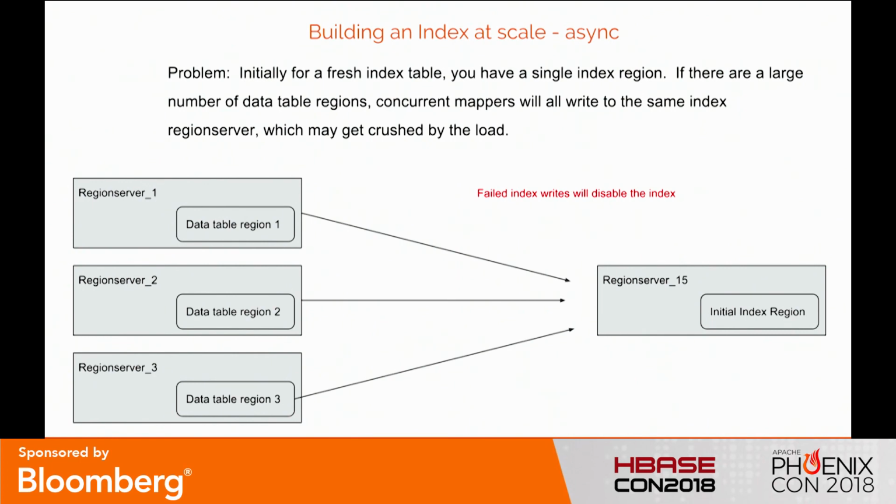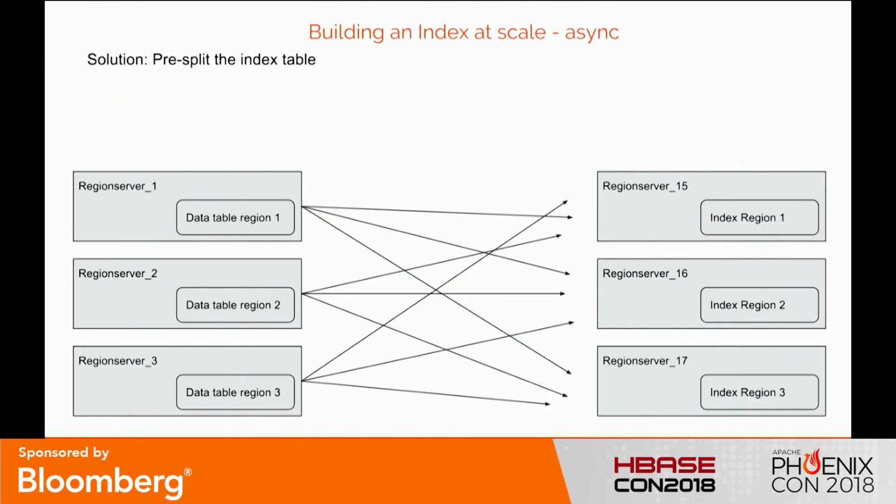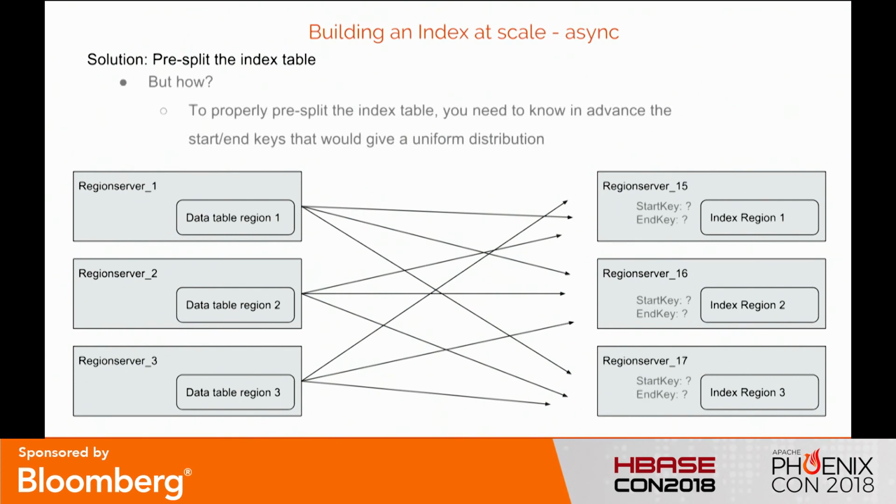Say I have thousands of region servers potentially, right? When I first create my index table, unless I pre-split, I only have one index region in HBase. And so that region is going to get crushed by all these writes. And remember, when we have failed index writes, we disable the index. So when we're doing this, these mappers that are doing this rebuild, they're just using the normal Phoenix client. So they're doing the same normal stuff where, if the index write fails, it disables the index. So how do we resolve this? Well, ideally what you want to do is you pre-split the index table. That's kind of obvious, but what's harder is how do you split the index table?